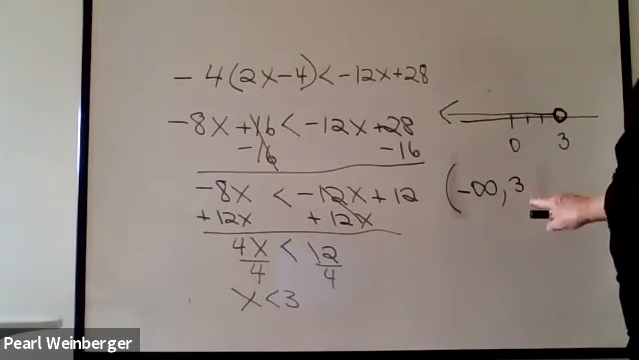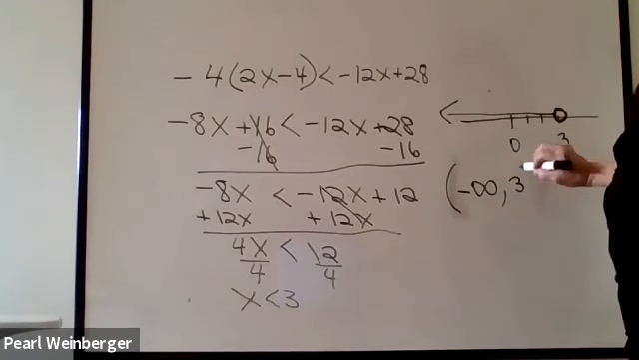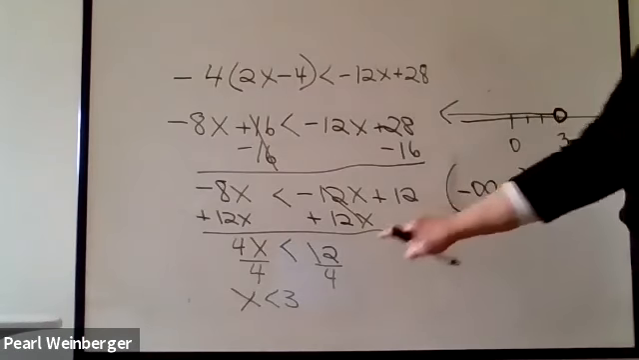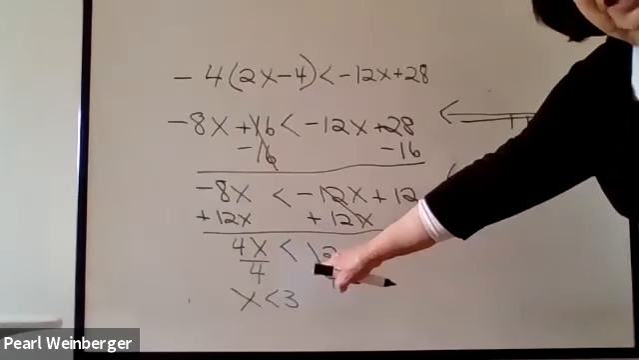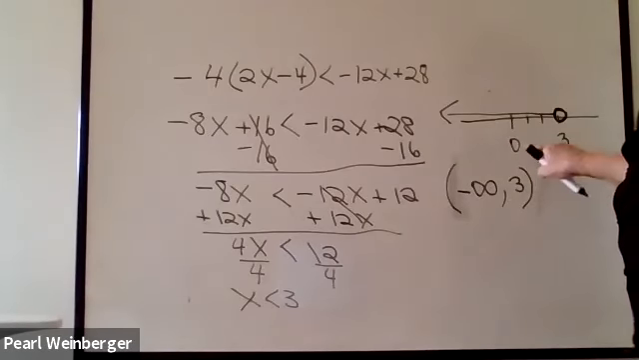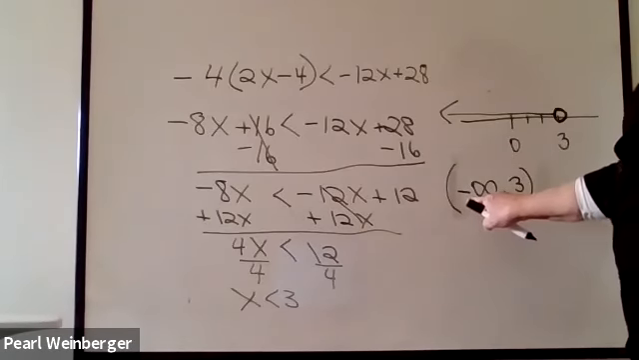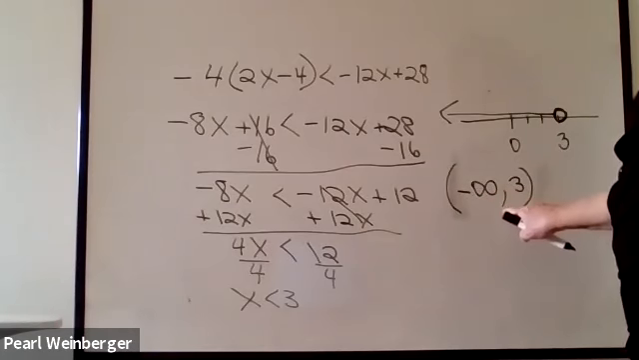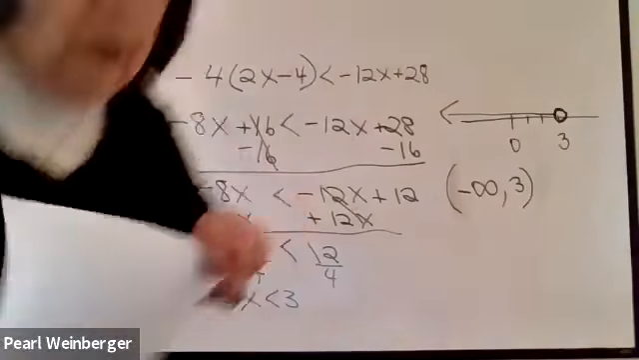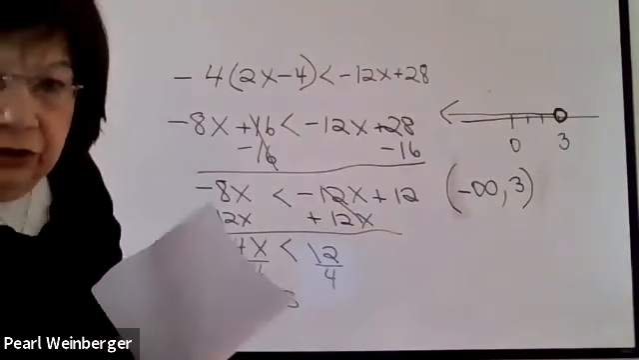By the number itself, if it's an open circle, it's a parentheses. If it's a filled in circle, which it would be if we had a less than or equal sign, then we would have made this into a square bracket. But this is not, so it's parentheses, negative infinity, comma 3. This is how your answer would look in interval notation. Okay. Any question about that?